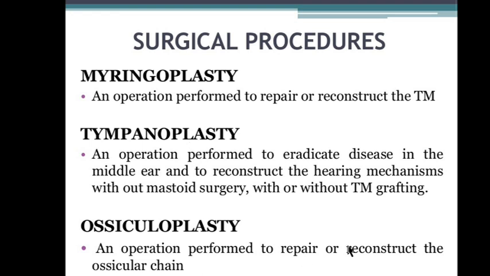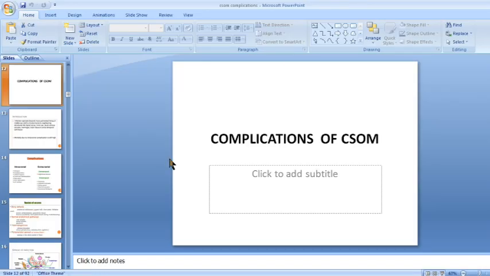Ossiculoplasty is only simple repair or reconstruction of the ossicular chain. So ossiculoplasty is often an adjunctive associated feature. Along with tympanoplasty, we do ossiculoplasty. Okay? Now, coming to complications. So this is the third aspect: safe CSOM, unsafe CSOM, complications of CSOM. Together, we'll then cover the CSOM.